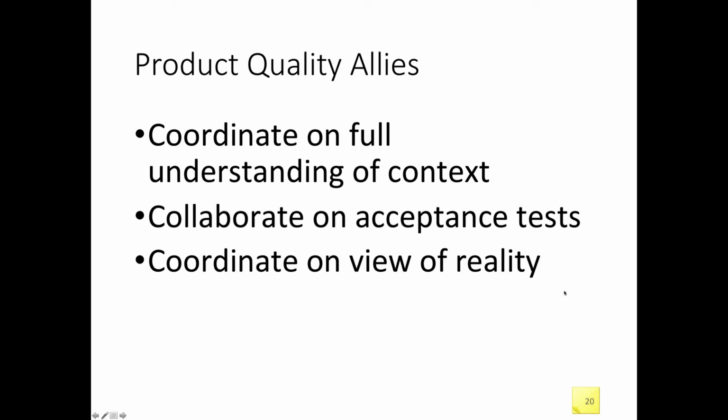So to kind of sum up what we're talking about here today, I view product owner and testers as strong allies in product quality. So we are coordinating on getting to a full understanding of the context of the things that we're doing. We're collaborating on acceptance tests throughout the building process. And then we're really coordinating our view of reality to understand how the system gets used. All of those things really make us close allies, and I feel strongly that a product owner's relationship with the test team is probably one of the more critical relationships in the entire process. Probably even close to as much value as you get out of the relationship with the stakeholders.